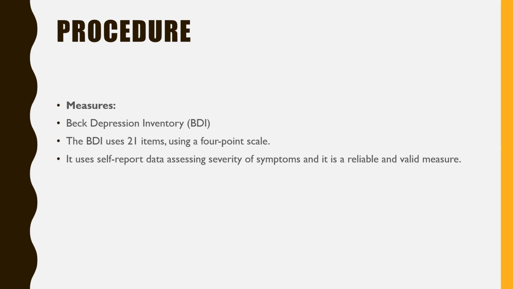Another measure is the Beck Depression Inventory. If you remember, this was also used by Burger when he was screening his participants for his replication of Milgram. The Beck Depression Inventory has 21 questions, and each question uses a 4-point scale. So the BDI was used to test the comorbidity of depression with obsessive compulsive disorder. Again, it's self-report data, and it assesses the severity of depression symptoms, and it has been tried and tested and has been found to have high reliability and high validity.